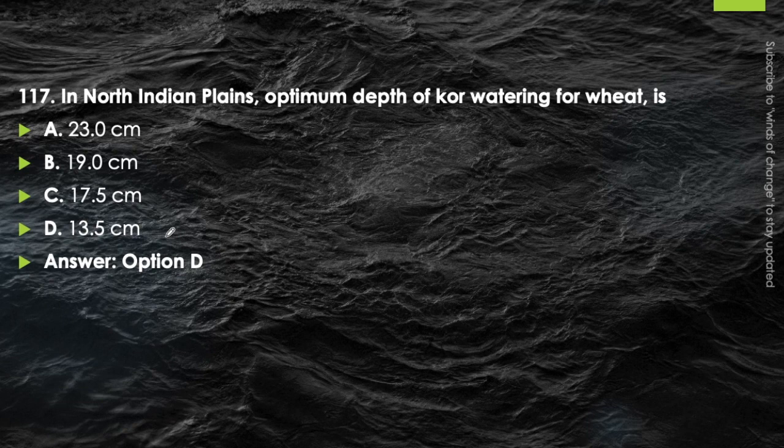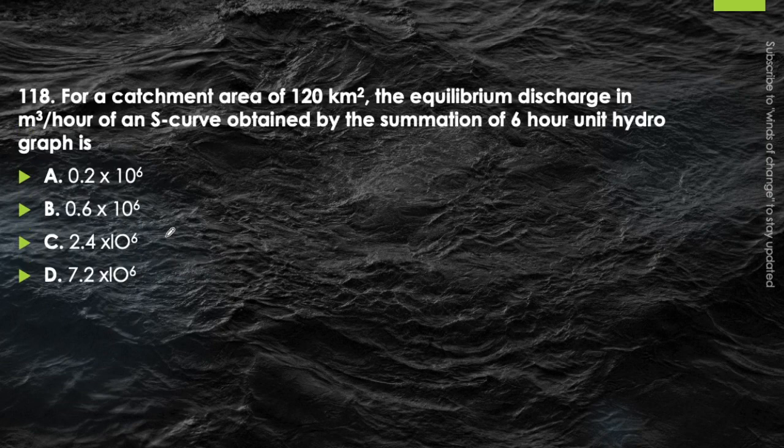Next question. For a catchment area of 120 km square, the equilibrium discharge in m³ per hour of an S curve obtained by the summation of 6 hour unit hydrograph is: 0.2 into 10 raised to power 6 m³ per hour, 0.6 into 10 raised to power 6 m³ per hour, 2.4 into 10 raised to power 6 m³ per hour, or 7.2 into 10 raised to power 6 m³ per hour.